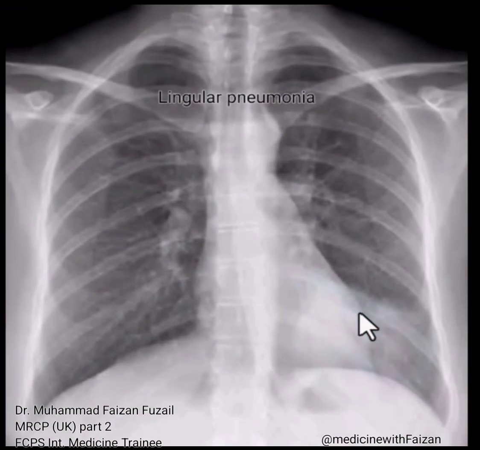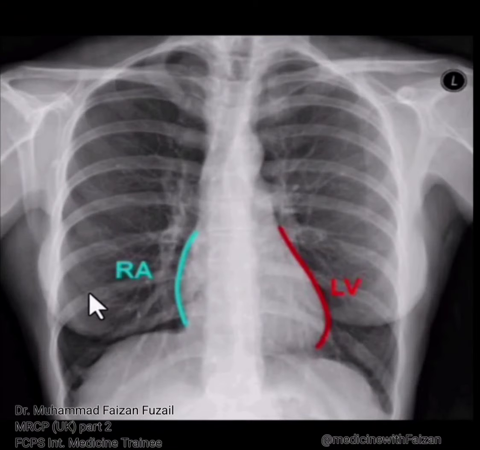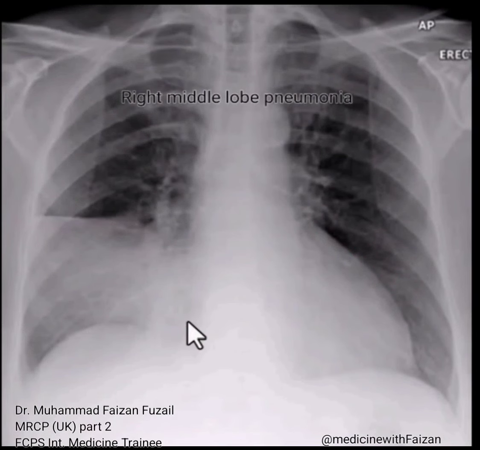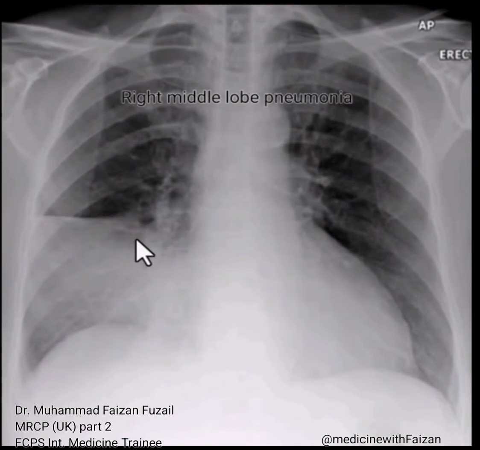Loss of definition of the left heart border may be related to lung disease involving the lingula, such as a lobar pneumonia of lingula. The right middle lobe is located adjacent to the right atrium. Loss of definition of the right heart border may be due to increased density caused by disease in this lobe, such as a right middle lobe pneumonia.